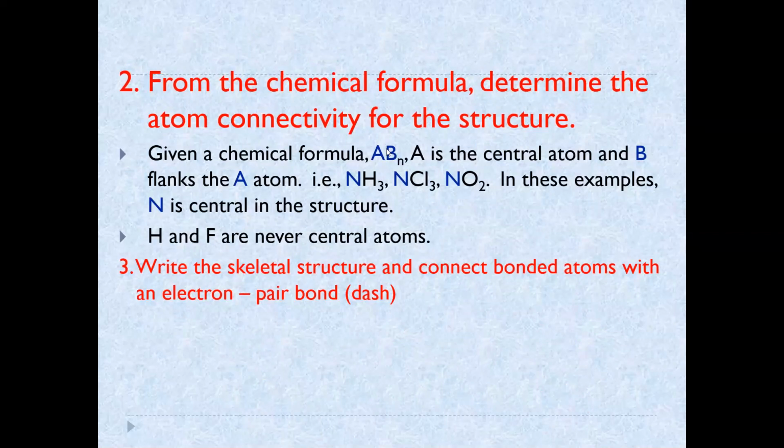So I have a formula like, for example, ABn. You already know that A is the central atom, and you have n number of B surrounding it. Like NH3, N is the central atom surrounded by three hydrogen atoms. NCl3, N is the central atom surrounded by three chlorine atoms. NO2, N is the central atom surrounded by two oxygen atoms. And always remember that hydrogen and fluorine can never be central atoms.